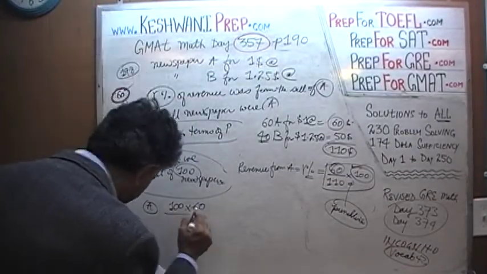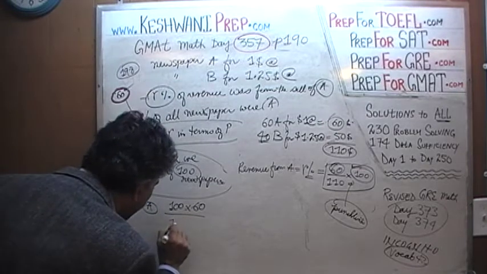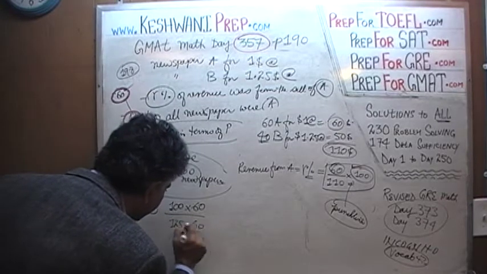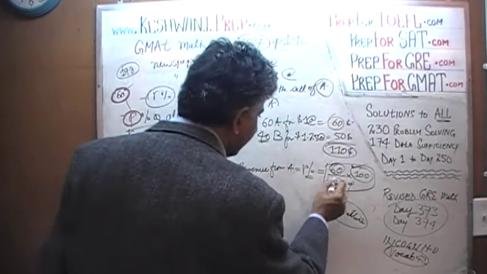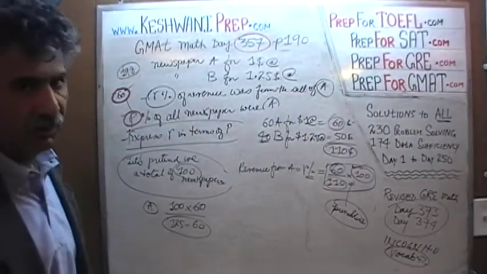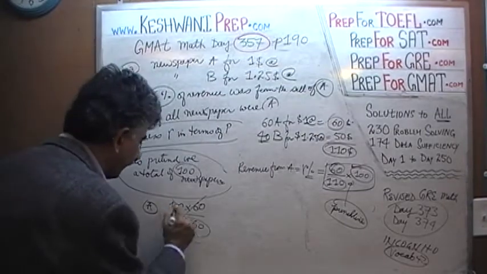On the bottom they have 125 times 60. 125 times 60 is not 110. If 125 times 60 is not going to give us 110, the answer is not A.